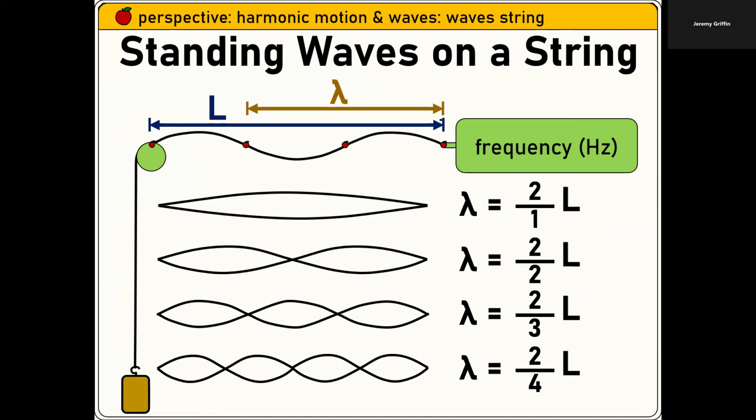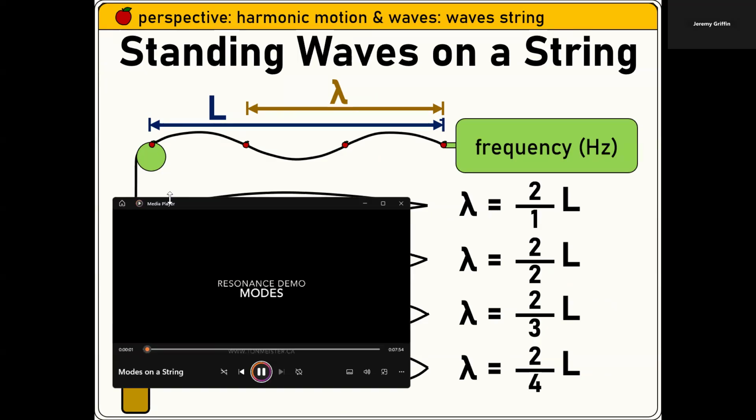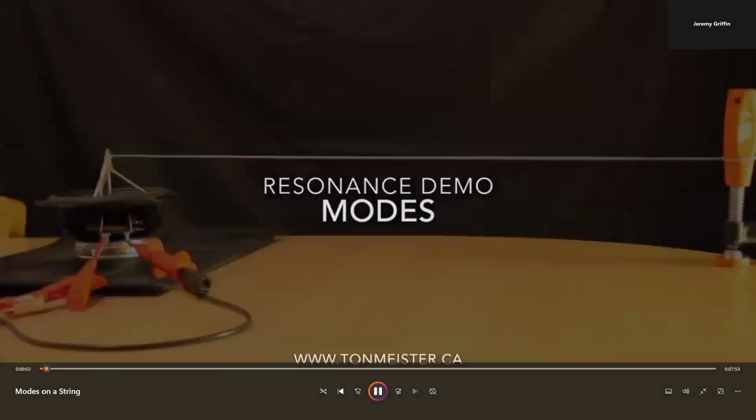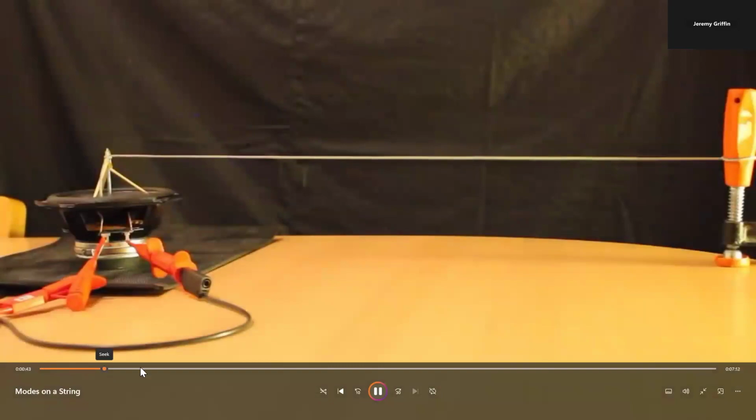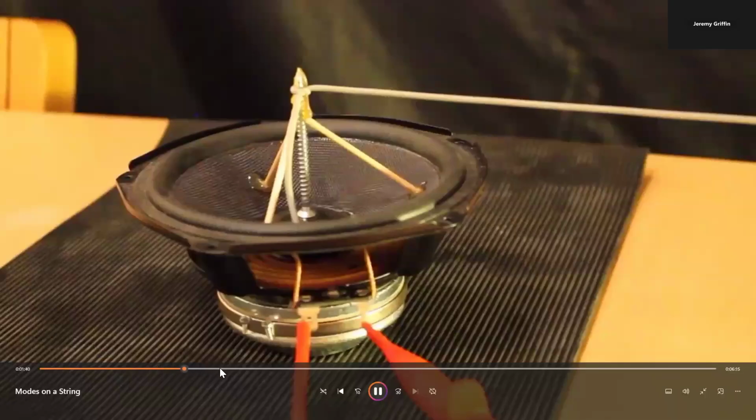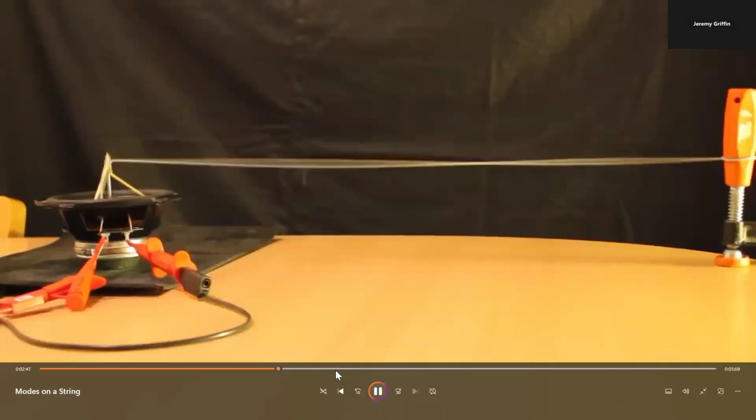Let's see if we can dig up this demo. Here it is. So you can actually see this in motion. Here we go. So, setting up some standing waves on this string. He's got an oscillator on the left side. It bounces up and down.